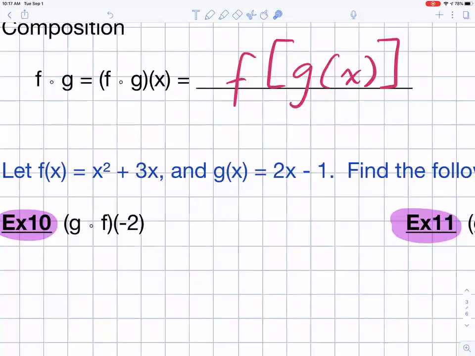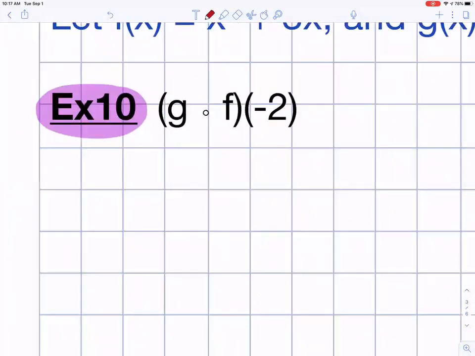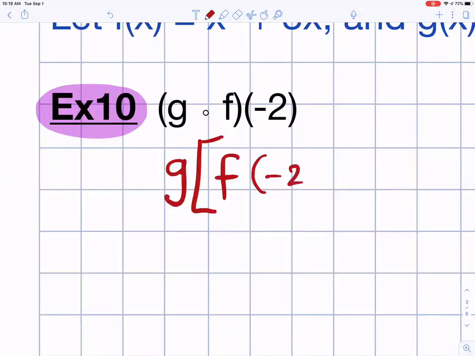That says g of f of -2. Yes. All right, so let's rewrite number 10. Dylan just said it, or almost all of it. So g of f of -2. Okay, talk to me about the order of ops. What's first in order of ops always?